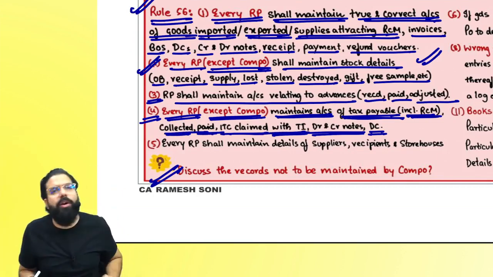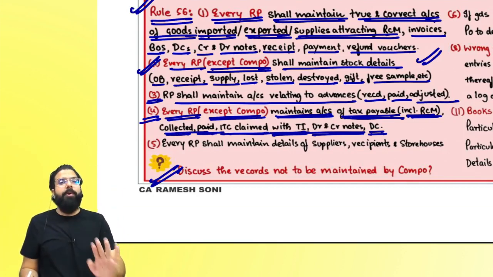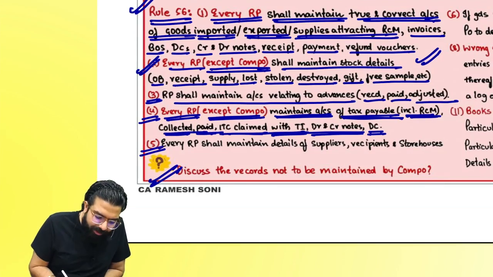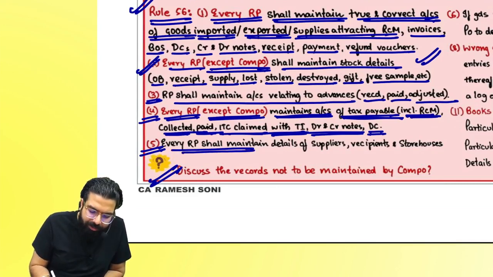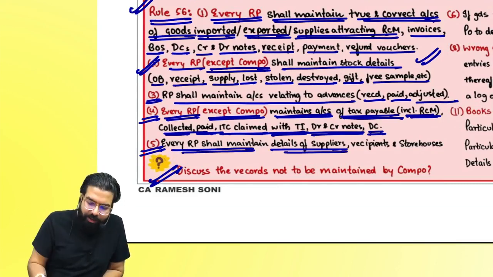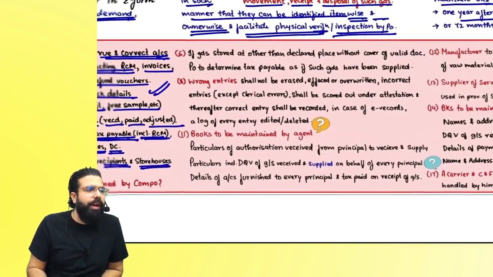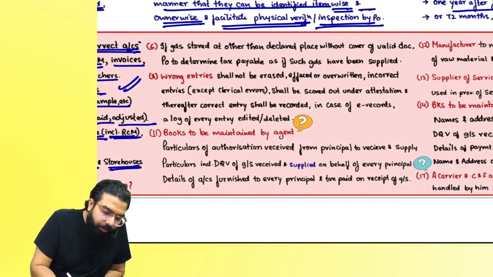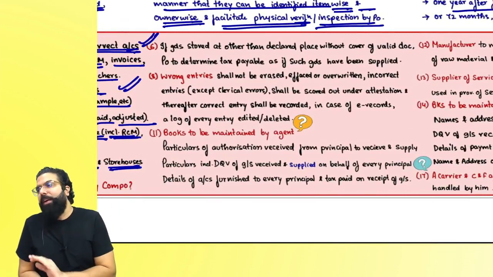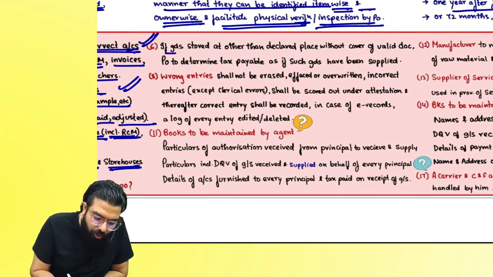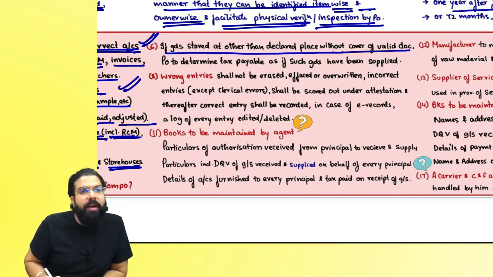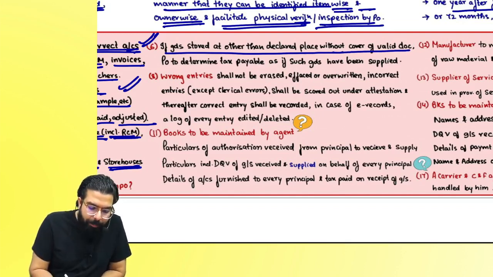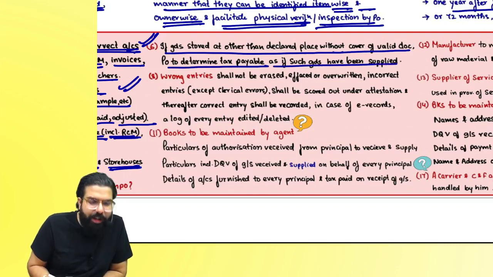These details are not required to be maintained by whom? Composition dealer. Then, section number Rule 56(5) says every registered person shall maintain details of who are his suppliers, who are his recipients, and what are his storehouses where he is storing the goods. Rule 56(6) says if goods are stored at a place other than the declared place without the cover of a valid document, then the proper officer shall determine tax as if such goods have been supplied by such person.